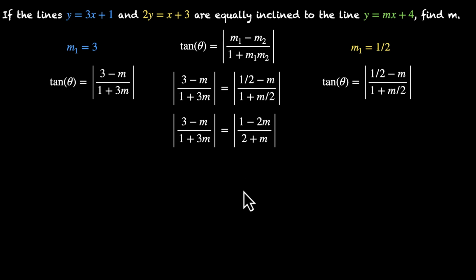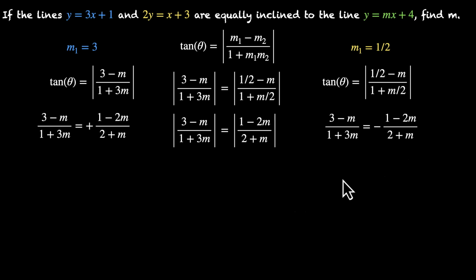So how do we proceed? When mod of something is equal to the mod of the other thing, they could either be equal or they could be negative of each other. Mod of 4 equals to mod of 4, but mod of 4 is equal to mod of minus 4 as well. So we can break this mod apart and we can say that either they're equal or they're negative of each other. So here we'll get one equation and here we'll get another one. Now this gives us two equations to play with. Let's take them one by one. Let's solve this one first.